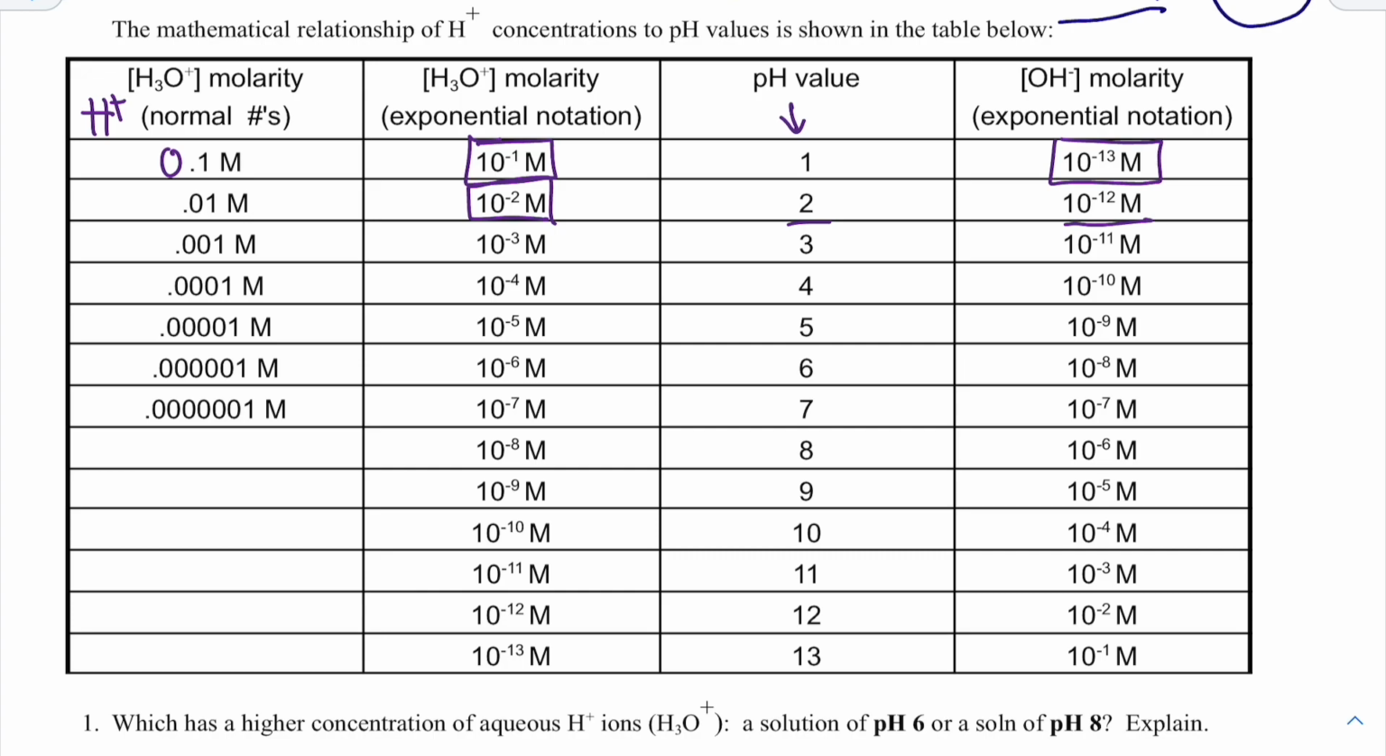And you can write more of these. This would be like this, and so on and so forth. And you can see that the concentration of H plus is getting exponentially smaller as the pH gets bigger. And as the H plus concentration decreases, you can see over here that the OH minus concentration increases.